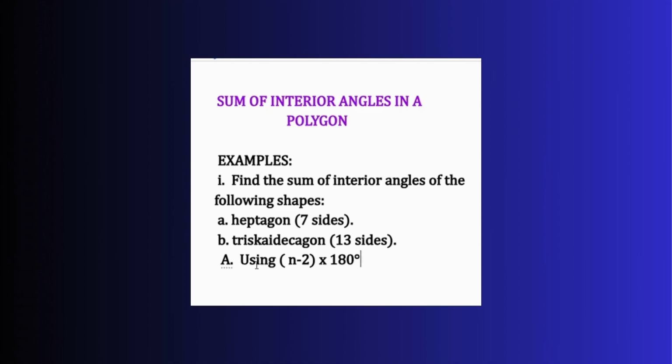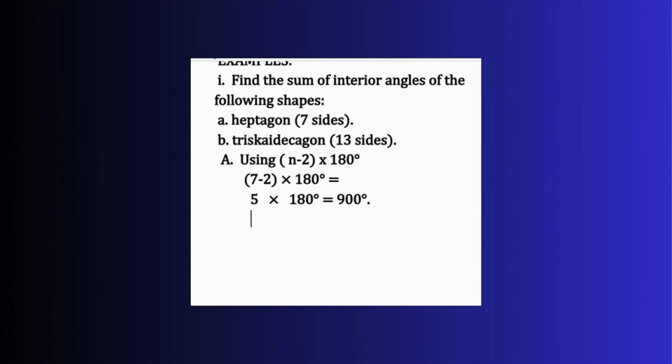What is the sum of interior angles in a heptagon? A heptagon has 7 sides. Using the formula n minus 2 times 180 degrees, where n is equal to 7, 7 minus 2 is 5. 5 times 180 degrees is equal to 900 degrees.